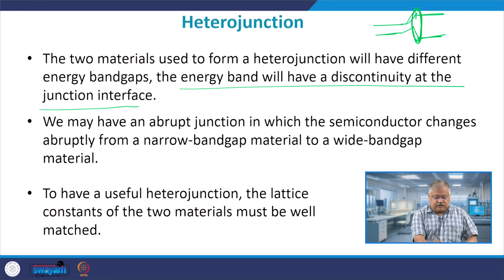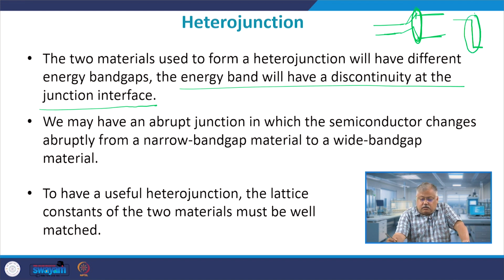At the junction interface, it will have a discontinuity, and it may have an abrupt junction in which the semiconductor suddenly changes from a narrow band gap to a wide band gap material. What do I mean? Abrupt is something like this, where the doping concentration suddenly falls down at the junction. This is an abrupt junction, where the doping concentration suddenly falls from a very high value to a value which is very, very low, right.